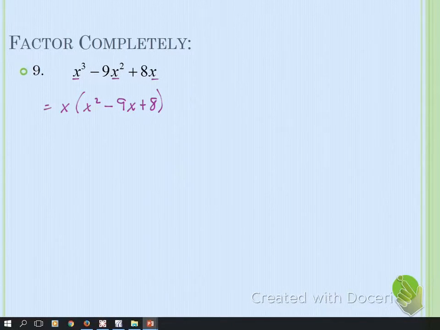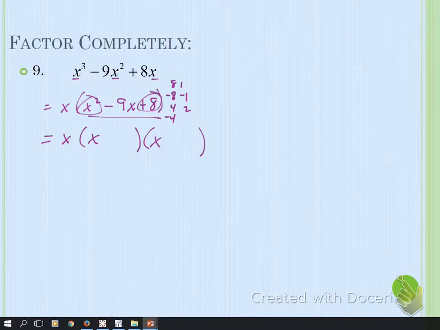Now, I can factor this trinomial. At least I think I can try. Still got to bring the x down. Make your two sets of parentheses. Factor the first term. Factors into x and x. Factor the last term, and we're looking for two factors that add to negative 9. And so 8, we go 8 and 1, negative 8 and negative 1, 4 and 2, negative 4, negative 2. Which ones add to negative 9? That one. Minus 8, minus 1. And there we're done.